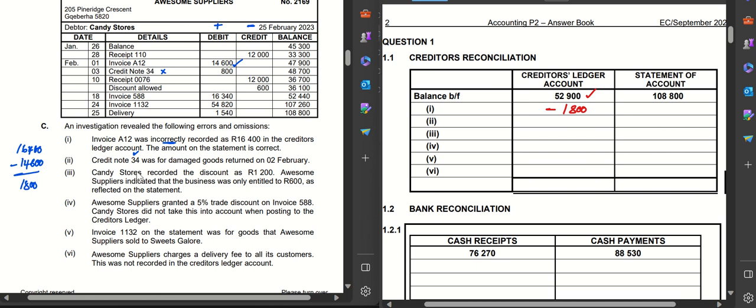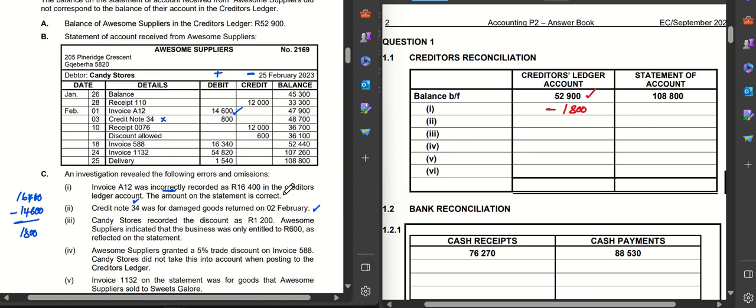Number 2 then reads, credit note number 34 was for damaged goods returned on the 2nd of February. All right, so there is a credit note which is for goods returned on the 2nd of February. Let's see what those goods are for. So you can see here is the credit note for 800. And we have agreed that once it's a credit note, it must be on the credit side here because it is for goods returned, so it must decrease this account. However, they have recorded it on the debit side.